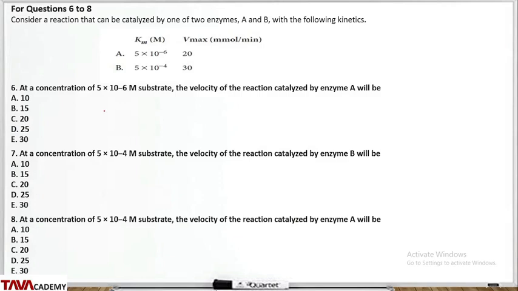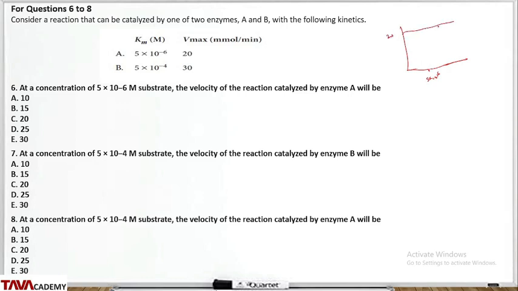For question 6 to 8 now, consider a reaction that can be catalyzed by one of two enzymes, A and B, with the following kinetics. So this is enzyme A. The Km is 5 times 10 raised to the power minus 6, and this is the Vmax. So if we could draw this now, let's draw it with a Michaelis-Menten diagram. So this is the Km for A, which is 5 times 10 raised to the power minus 6, and the Vmax for it is 20.